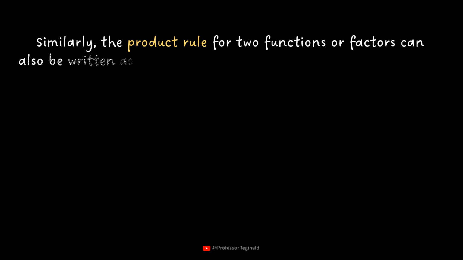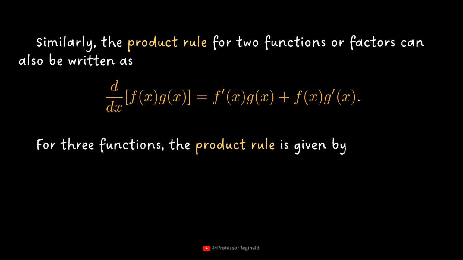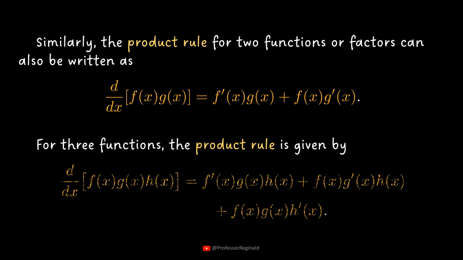Similarly, the product rule for two functions or factors can also be written as: for three functions, the product rule is given by: in the first term, the derivative of the first factor is taken. In the second term, the derivative of the second factor is taken. And in the third term, the derivative of the third factor is taken.